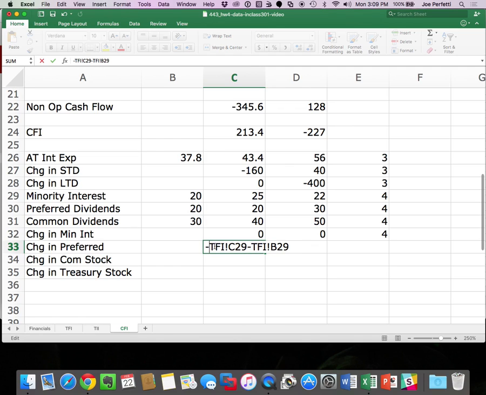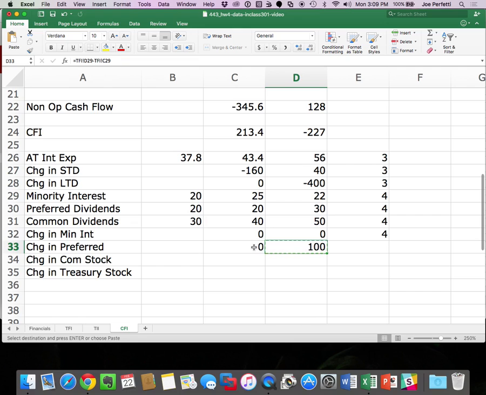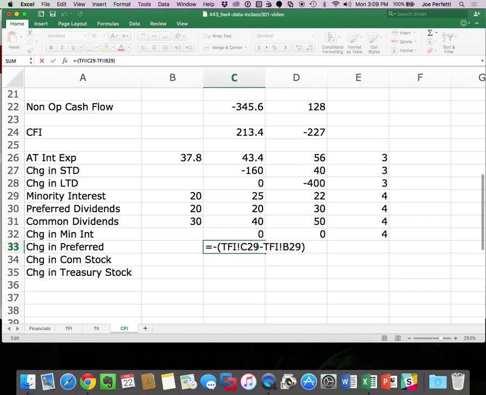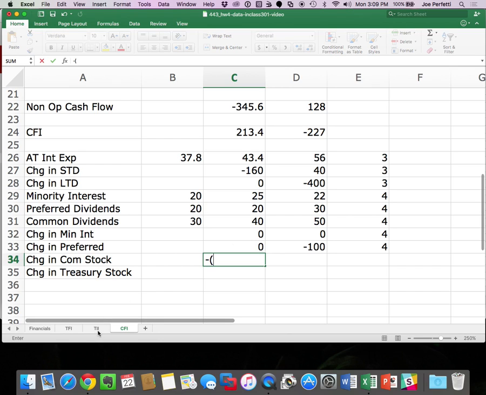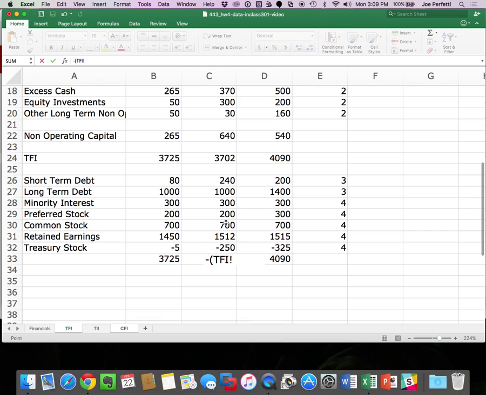So in that case, just like debt increasing is a negative number, preferred increasing is a negative number, minority increasing is a negative number. So I have to flip the sign for the preferred. There we go. And that's my 4. And then same thing with issuing and buying back common shares. If I issue common stock, same thing. It's like issuing new debt. So minus, I'm going to start that. Current minus previous.